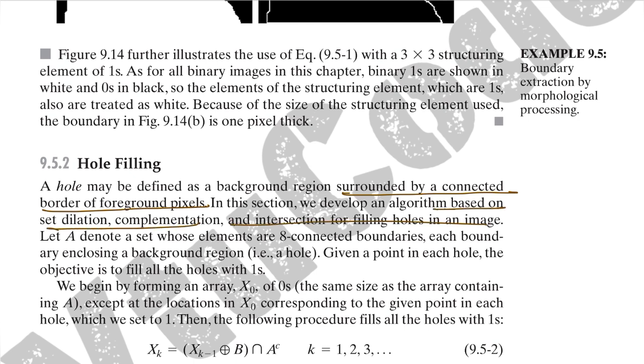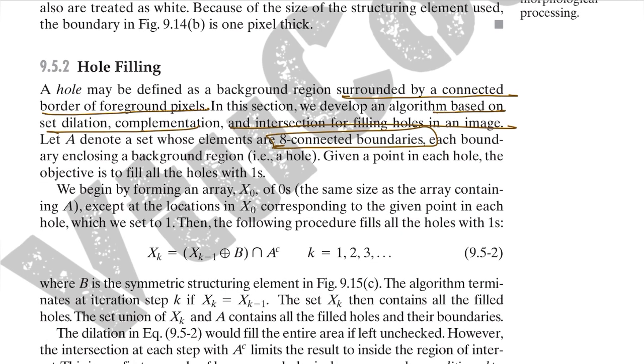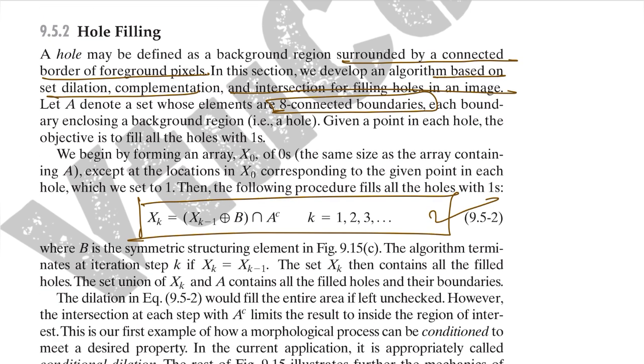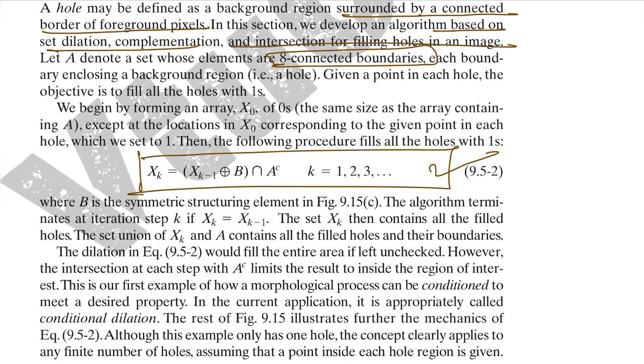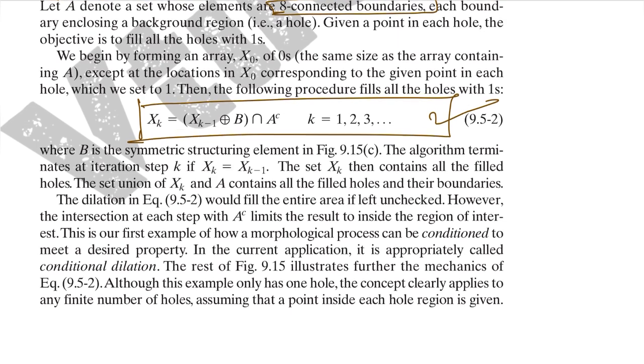This is based on dilation, conditional on the boundary. Yeah, this is the formula: Xk = (Xk-1 dilation B) ∩ Aᶜ. Again, A is nothing but the binary image. Your X0 is nothing but the initial marker set. If you consider a hole, it is the first initial marker set of that particular hole from where you want to start. B is the symmetric structuring element, and Aᶜ is nothing but the complement of A. This is the equation which you have to remember.